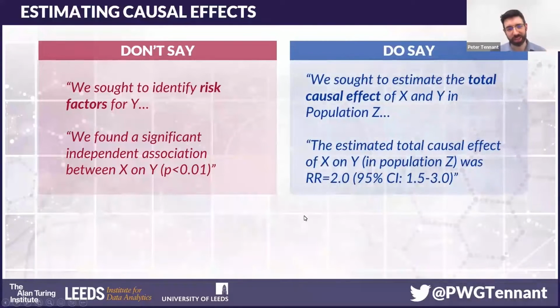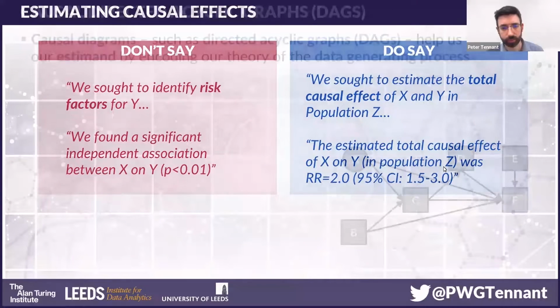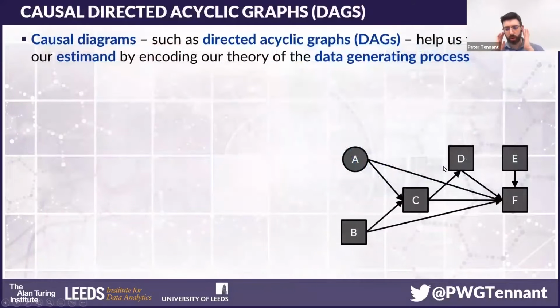But regardless, the idea is to move away from this kind of yes or no significant question making towards a more descriptive focus on estimation. So we sought to estimate the total causal effect of X on Y in population Z, and the estimated total causal effect of X on Y in population Z in our data was this, with this uncertainty around that. So that's the kind of high-level philosophy.